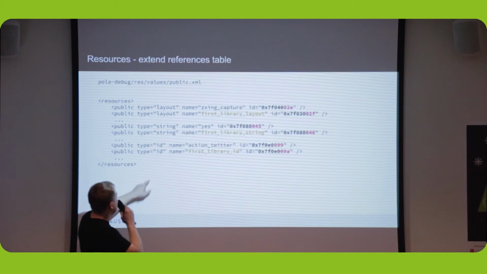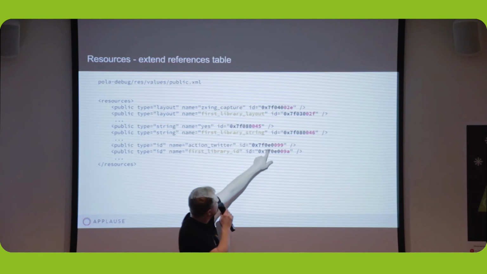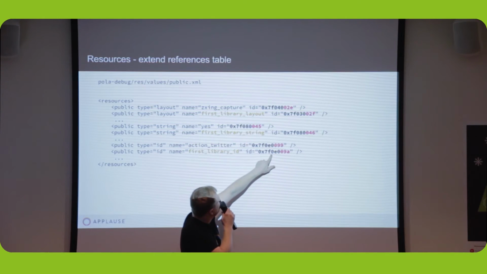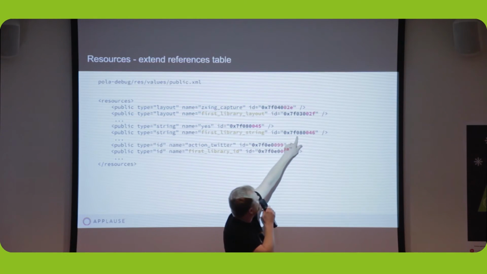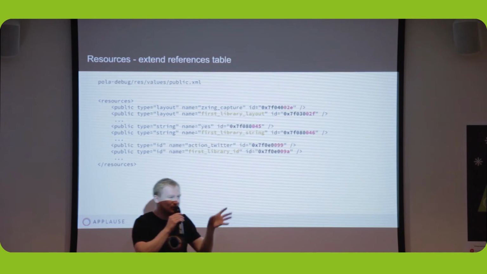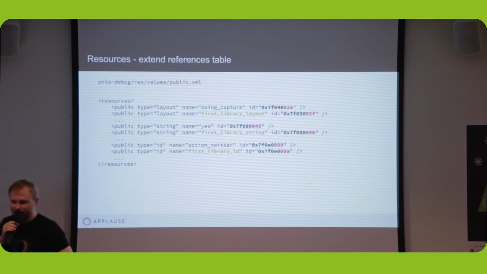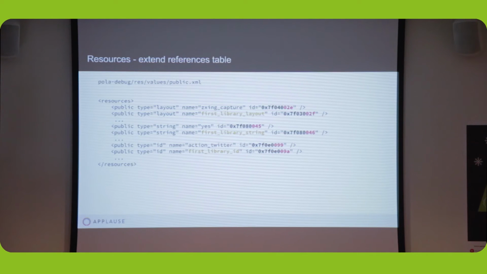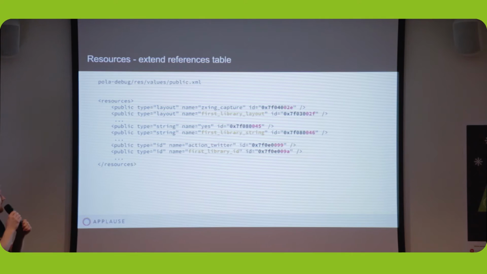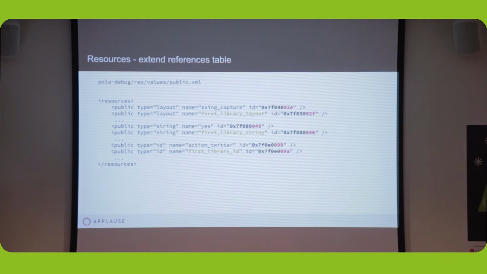For example, the IDs use this scope, which is 7F0E, so this is for the IDs. For strings it is 7F08, so they have small boxes within the resource table. This is not complicated, but it's time-consuming to write such a Python script, because you first have to check which ID range layout uses, string, etc., etc.